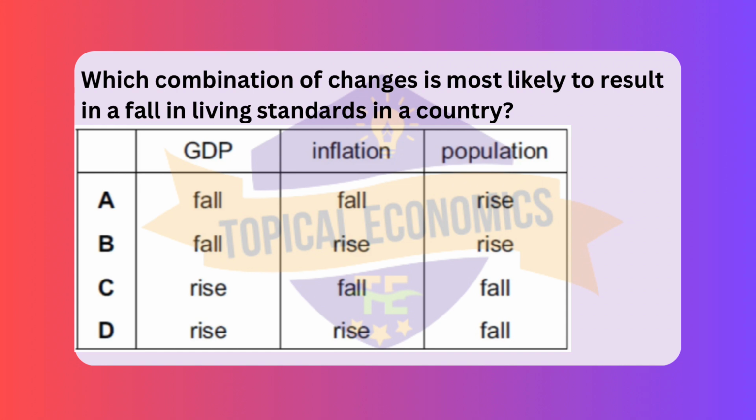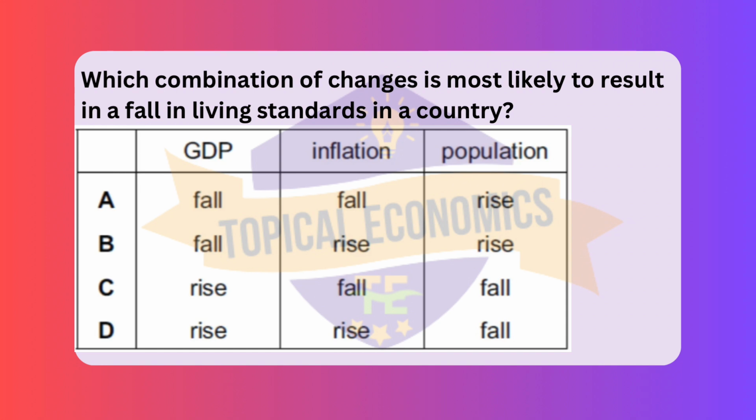A reduction in GDP typically indicates economic contraction, which can lead to lower income, fewer jobs, and reduced economic opportunities. A fall in GDP generally leads to a fall in living standards, because people have less income to spend on goods and services.